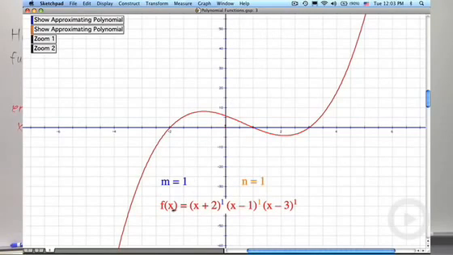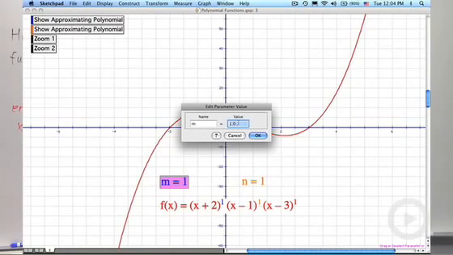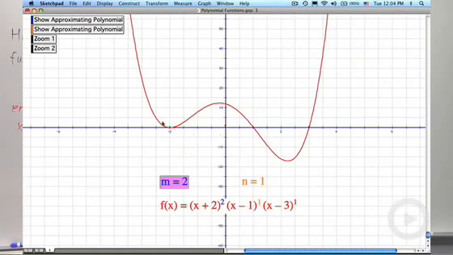I've got the polynomial function f(x) = (x + 2)^1 (x - 1)^1 (x - 3)^1. And I can change these two exponents if I want to. Now, right now, this is a simple cubic function, right? It crosses the x-axis in 3 different places. So let me just show you. If I increase one of these exponents, you see what happens?